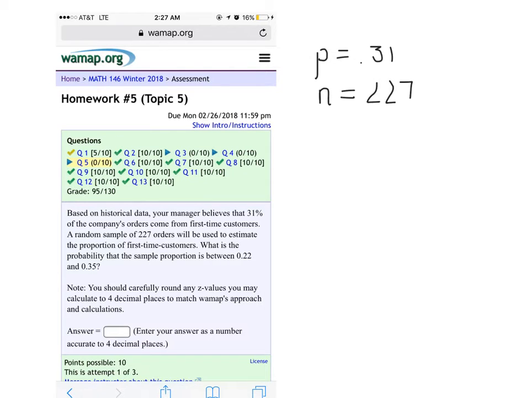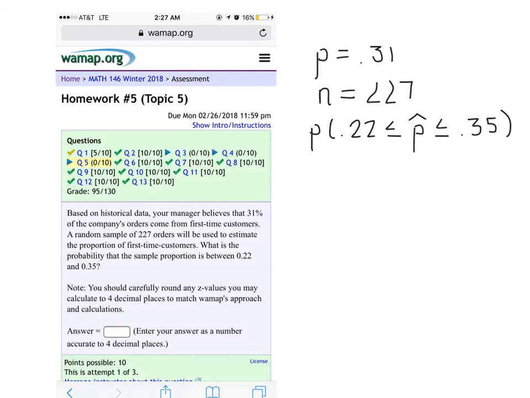What is the probability that the sample proportion is between 0.22 and 0.35? So we're wanting to know the probability that that p hat, that sample proportion, is between 0.22 and 0.35.